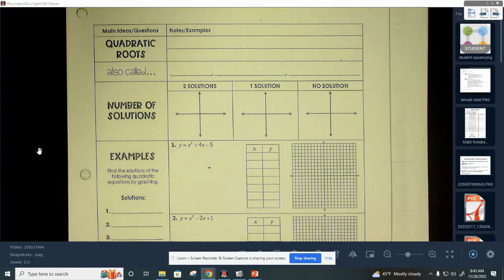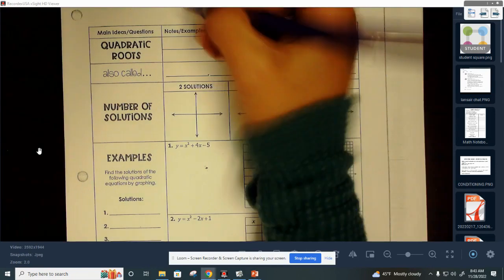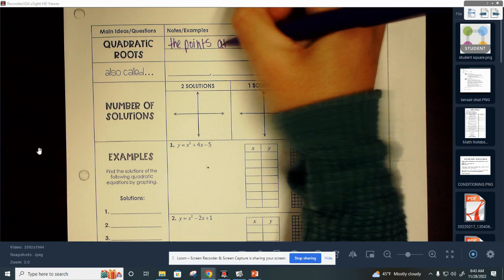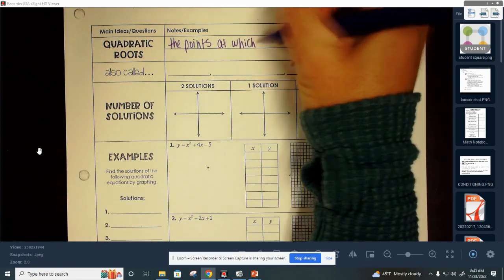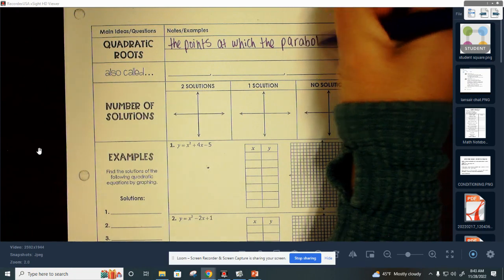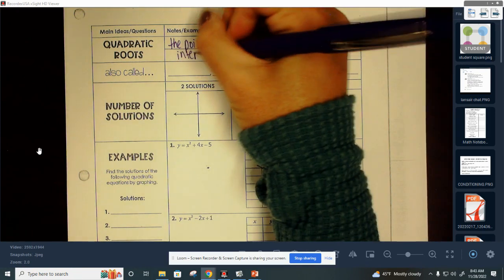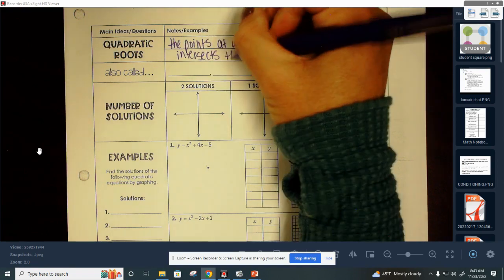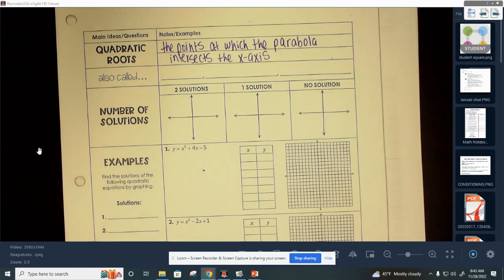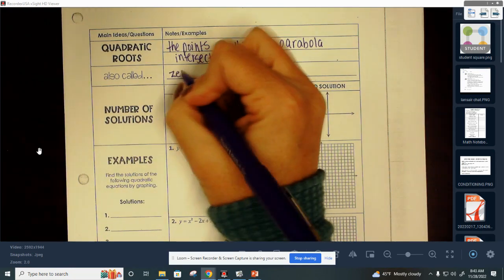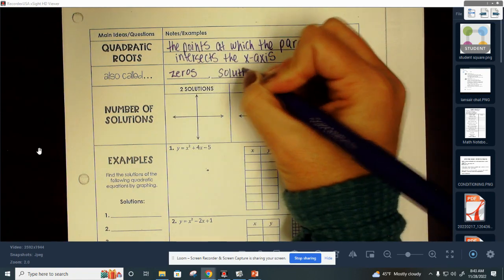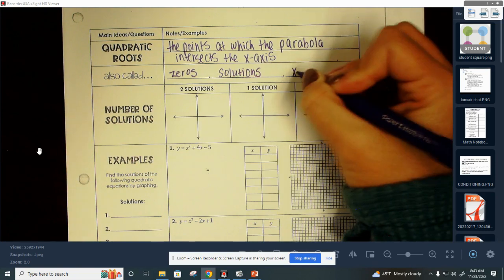Today's lesson is over quadratic roots, and quadratic roots are the points at which the parabola intersects the x-axis. Quadratic roots are also called zeros, solutions, and x-intercepts.